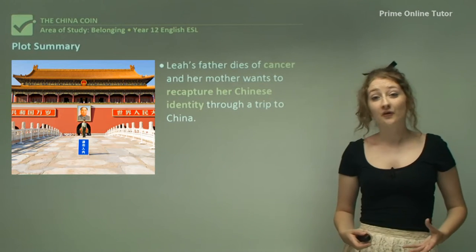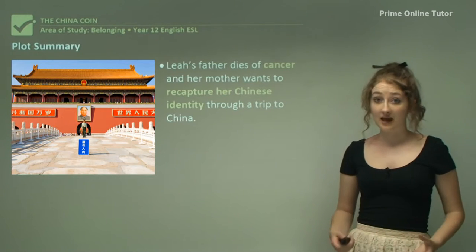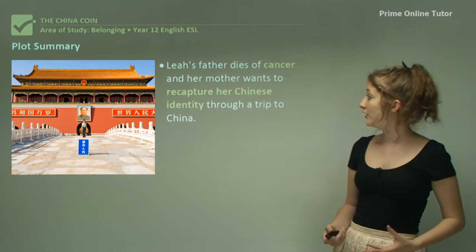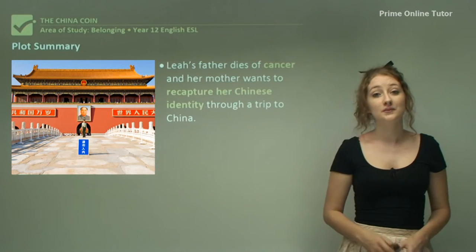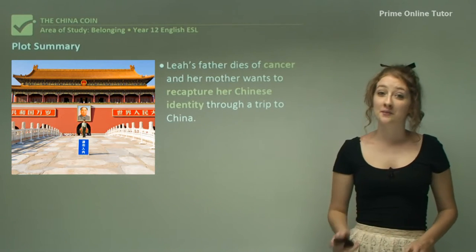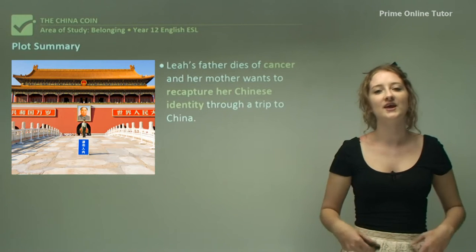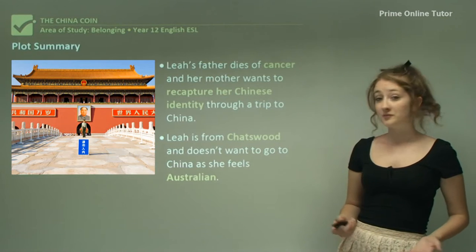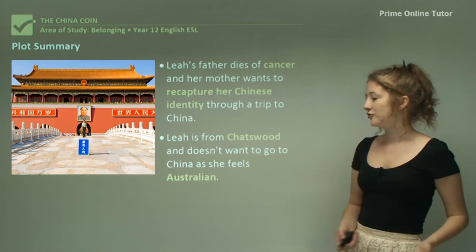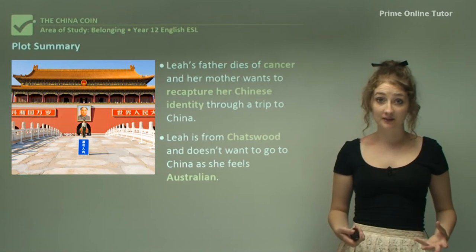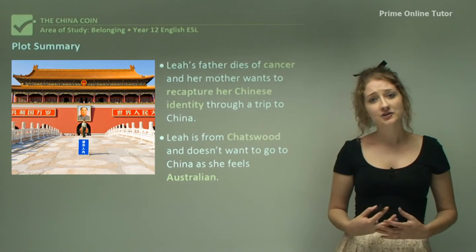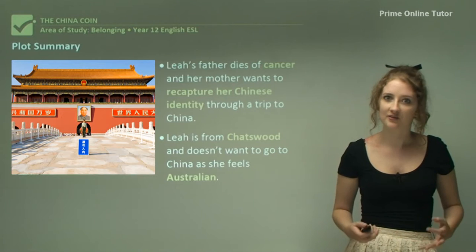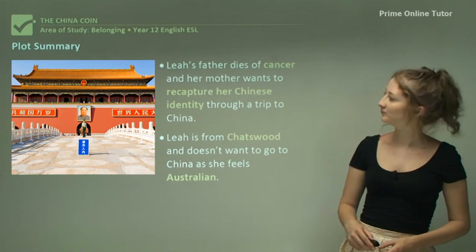The basis of the story is that Leah's father dies of cancer, and therefore her mother decides that she wants to recapture her Chinese identity through a trip to China. So that's really the premise of this work, this trip to China which they're going to be undertaking as a family. Leah is from Chatswood and doesn't want to go to China as she feels very Australian. She doesn't really identify with that Chinese culture that her mother does, and she doesn't really understand why her mother is so desperate to go on this trip.